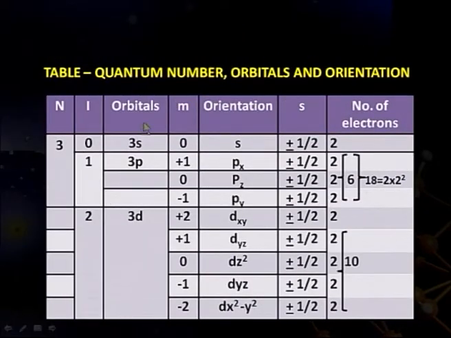If n value is 3, then L value will be 0, 1 and 2. The orbitals will be 3s, 3p and 3d. The m value for s will be 0, for 3p will be plus 1, 0 and minus 1. For 3d, the m value will be plus 2, plus 1, 0, minus 1, minus 2. Orientation will be dxy, dxz, dz square, dyz, dx square minus y square, and the spin will be plus minus half each, and in total it will contain 10 electrons.